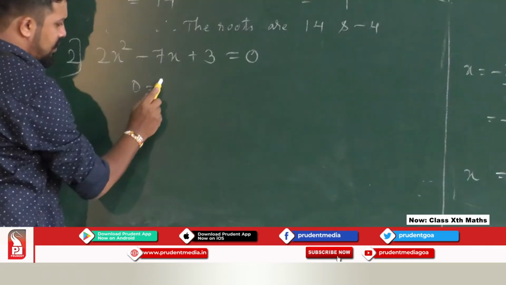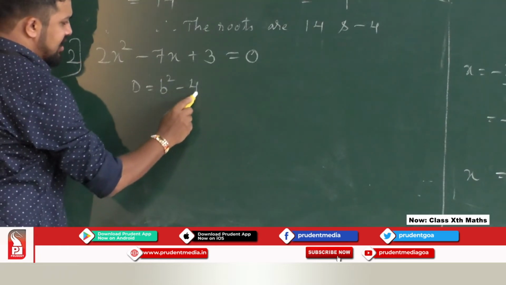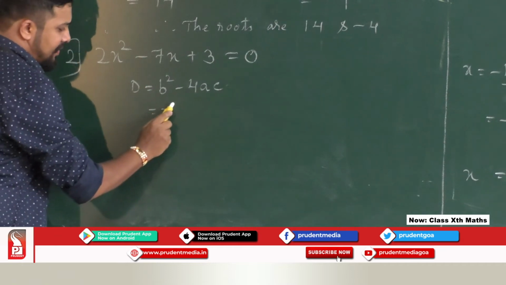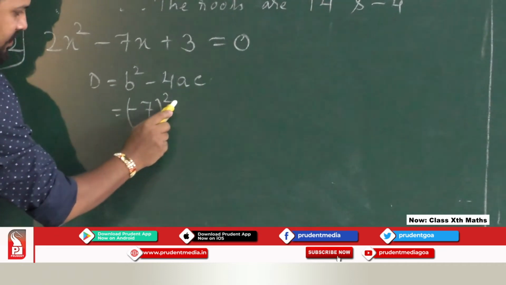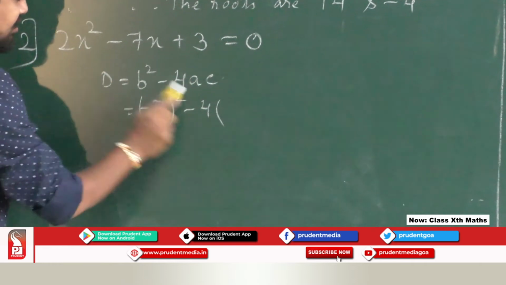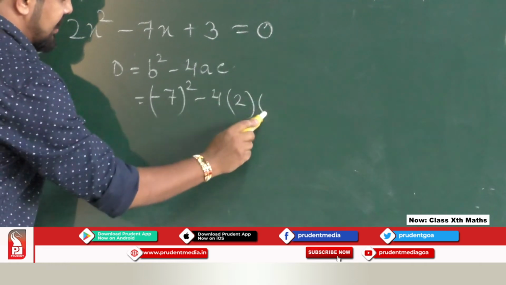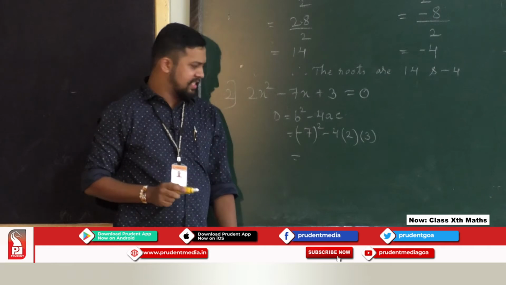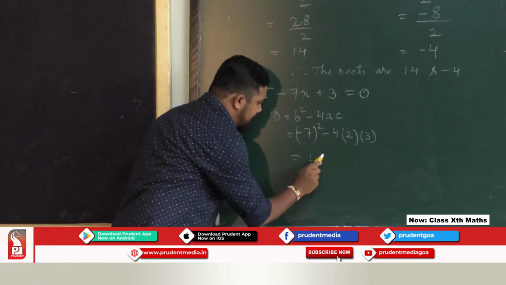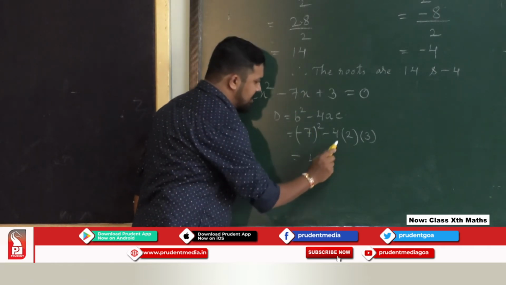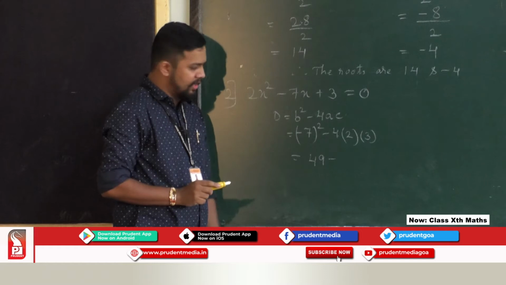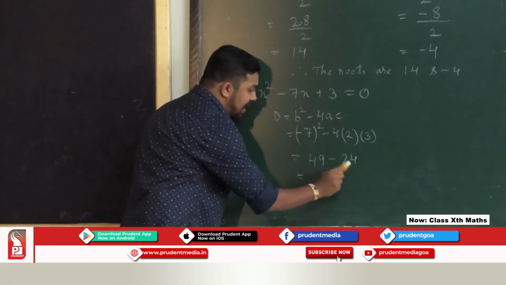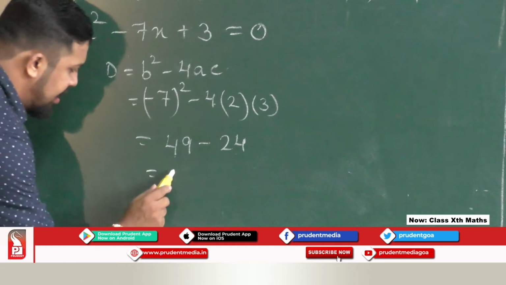D is equal to B square minus 4AC. So what is B now? B is negative 7, minus 4, A is 2, C is 3. 7 square, that is negative 7 square, 49. Minus 4 2s are 8, 8 3s are 24. 49 minus 24, that is 25.